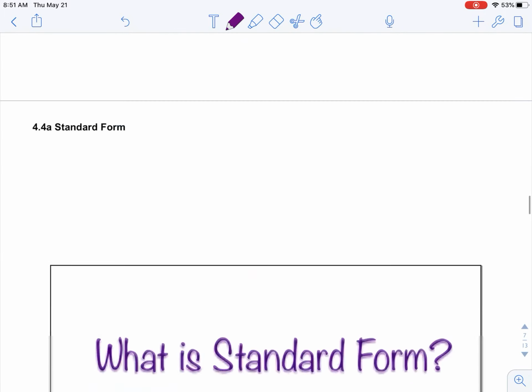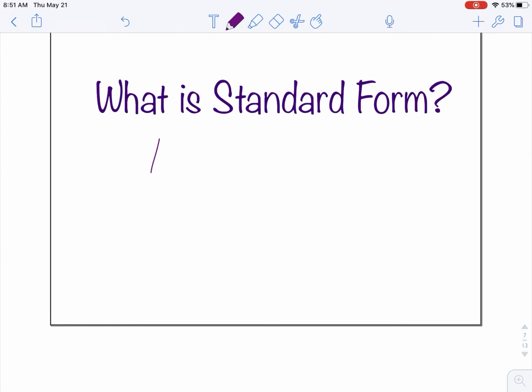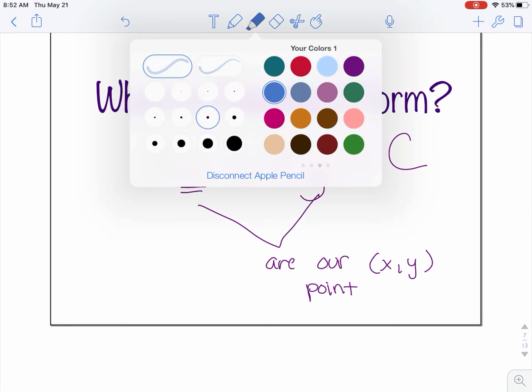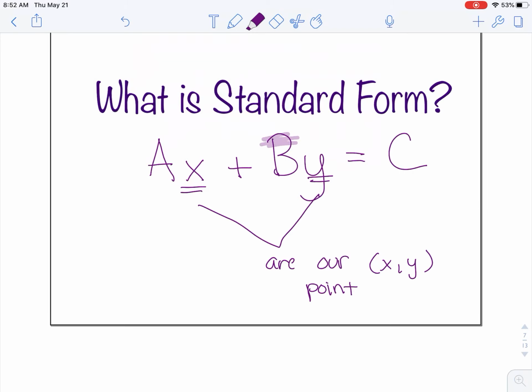Okay, so we're going to go down. What is standard form? Standard form is AX plus BY equals C. Okay? We know that X and Y are our X and Y point. That's in every linear equation. Ladies and gentlemen, this is huge. I don't know why the math world did this. This B is a capital B.